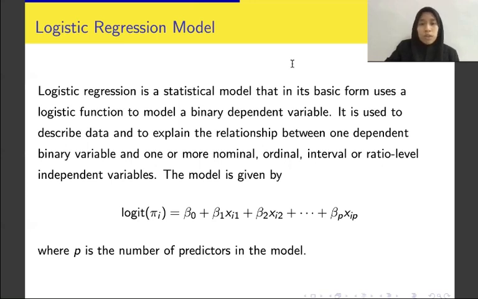So the model is given by logit pi equals beta naught plus beta 1 xi1 until beta p xip. Beta naught is the intercept, while beta 1 until beta p are the estimates or the coefficients for each of the predictors in the model. So p is the number of predictors in the model.